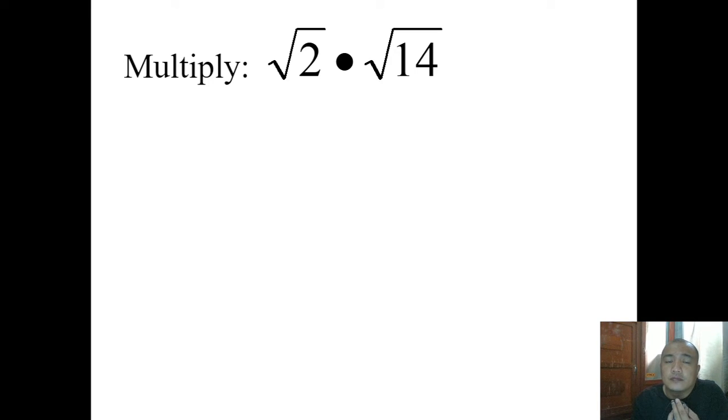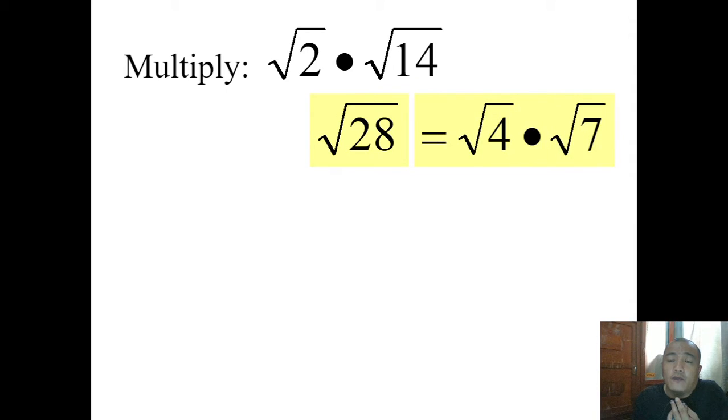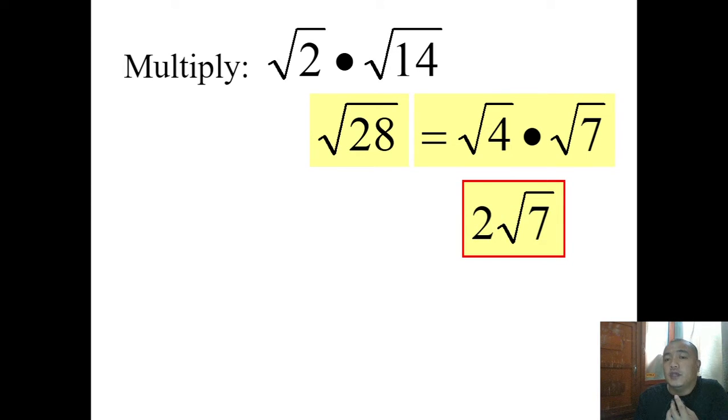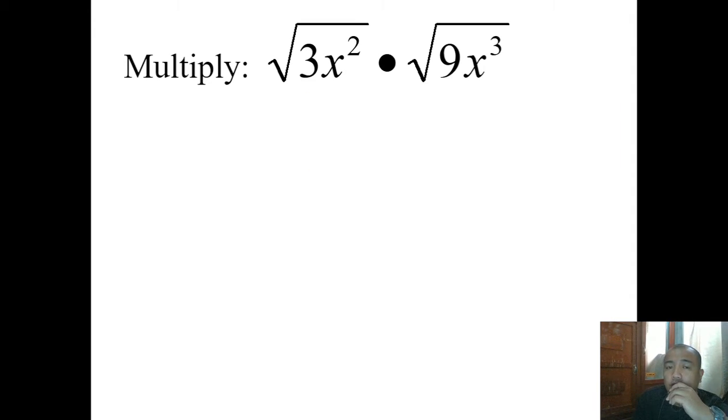Next, about this, square root of 2 times square root of 14. Just multiply 2 and 14, that's square root of 28. But we can still simplify square root of 28 by factoring. What are the factors of 28? In which one of the factors is a perfect square? Okay, square root of 4 and 7. And what is square root of 4? 2. So the answer is 2 square root of 7.